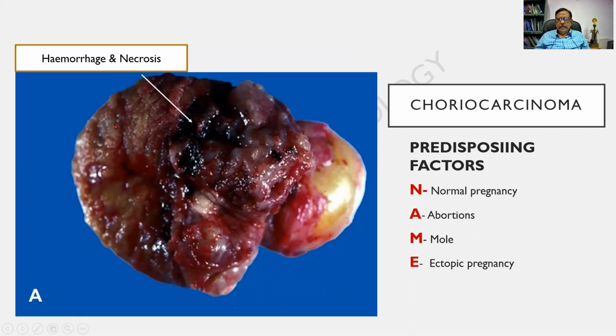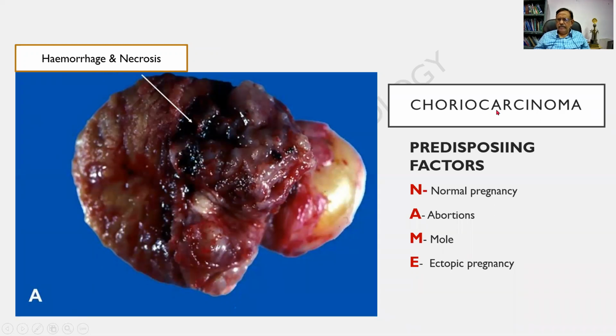So this is the picture of a choriocarcinoma, a large tumor, but more important, there will be extensive areas of hemorrhage and necrosis. There is no definite form and normal tissue is not seen. All this reddish brown color is because of the hemorrhage, and probably these blackish areas are areas of necrosis.